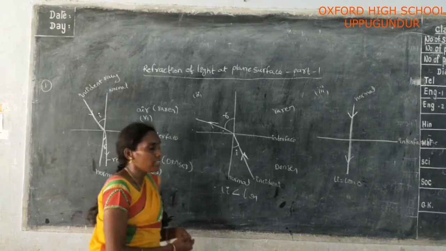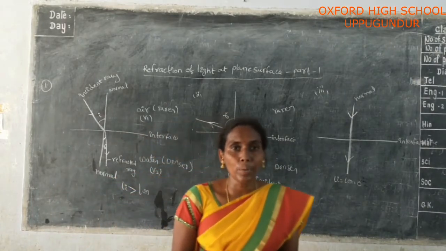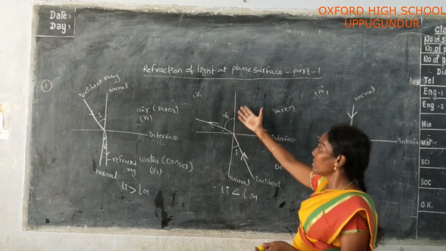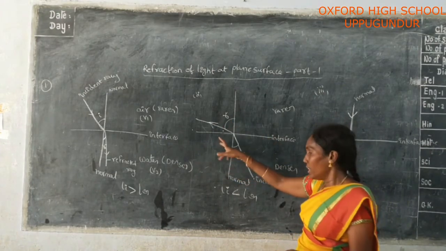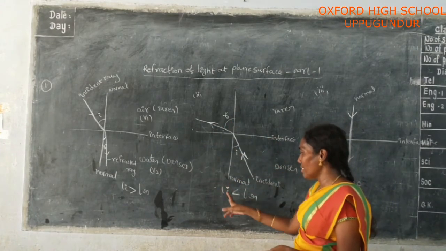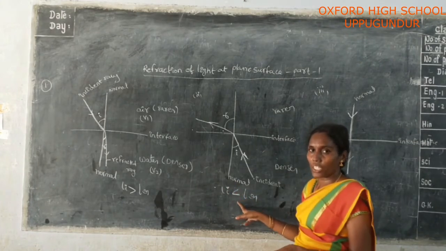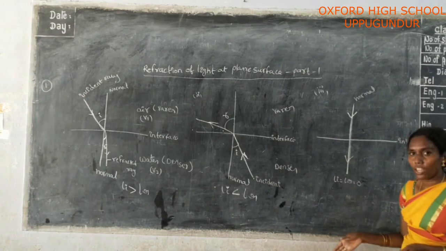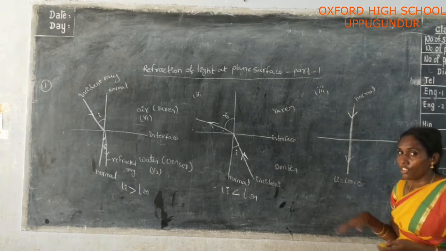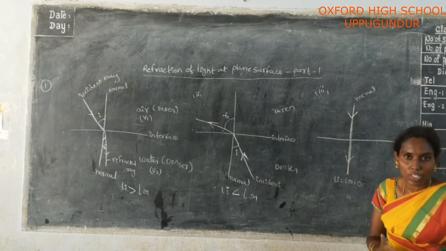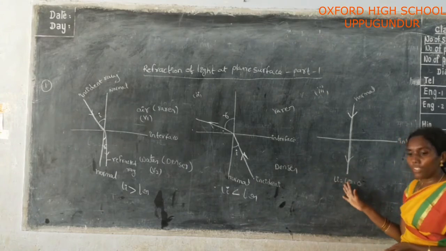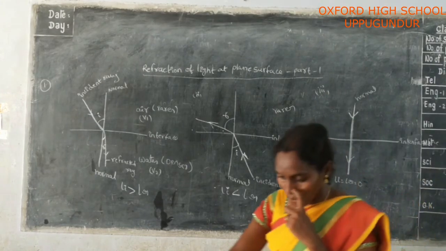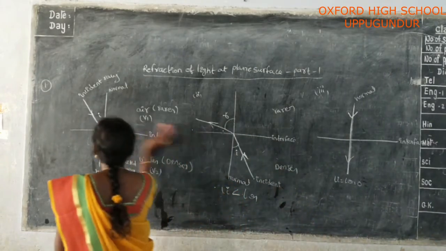See the second case, when light ray travels from denser to rarer. After refraction, the refracted ray bends away from the normal. In this case, the angle of incidence is lesser than the angle of refraction. See the third case, when a light ray travels along the normal. In this case, there is no bending of light ray at the boundary. That's why the angle of incidence is equal to the angle of refraction is equal to 0. Okay, now see the next one.